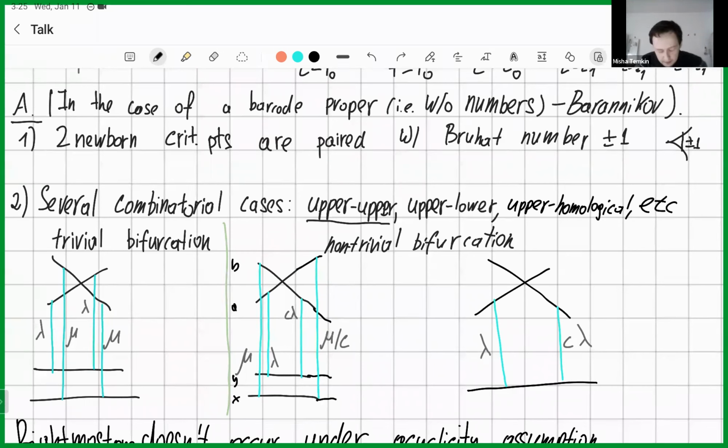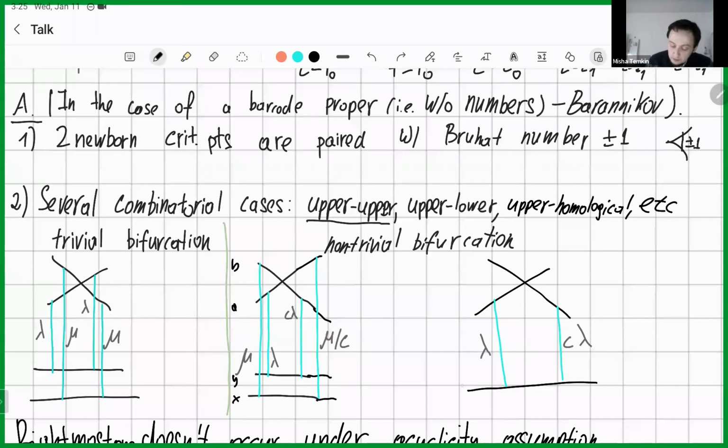And the numbers also change, but in some fancy way. So if the Brown numbers were lambda and mu before the bifurcation, then they change like this. One number becomes c lambda, and the other number becomes mu divided by c, right? Where c is just some number, a magic number.